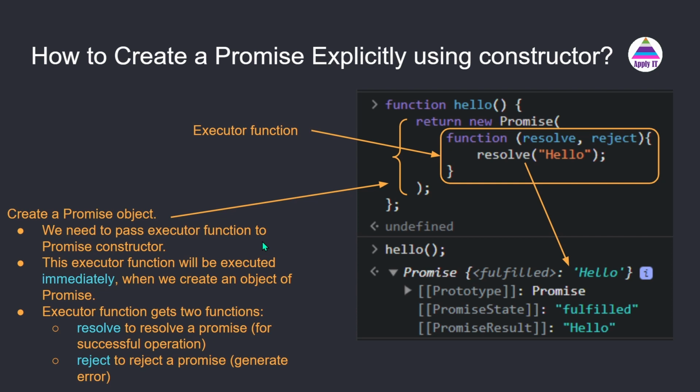When we create a promise object, we need to pass this executor function to this promise constructor, and the promise constructor internally is going to create the promise object, and immediately after that it is going to call this executor function, and that executor function gets two functions. One is resolve to resolve a promise, that is for a successful operation, and another is reject to reject a promise to generate any error. That error will generally indicate an unsuccessful or error condition of the async operation.